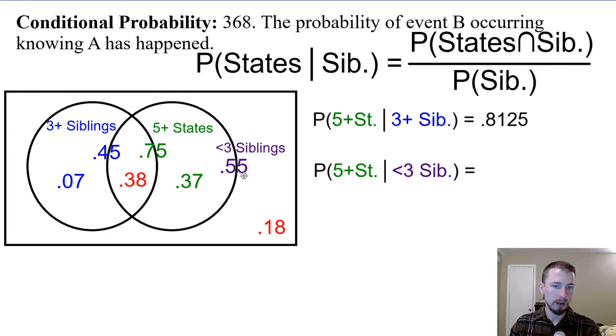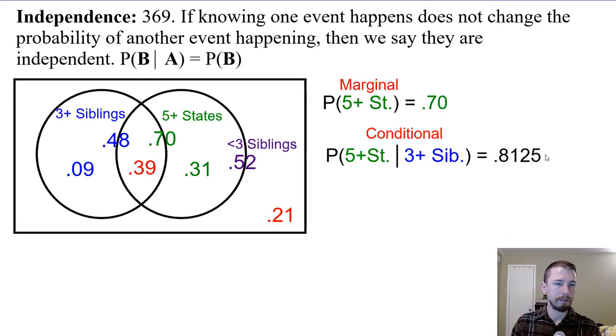And then the conditional probability of traveling to 5 or more states given that you were part of a smaller family. So out of the smaller family is 55%. And then having traveled to 5 or more states would be this 37. So 37 out of 55% would be 59.6%. So just looking at the 2 conditional probabilities, it looks like if you were part of a larger family, you were actually more likely to do a lot of interstate travel, or travel to 5 or more states, just from my students, but kind of interesting.